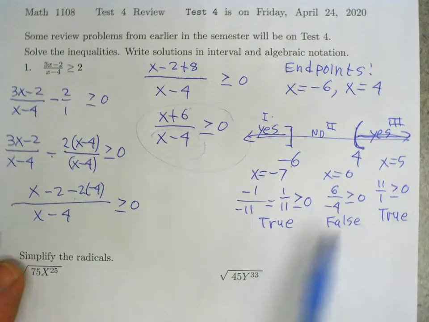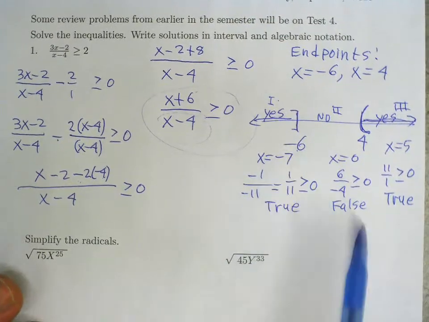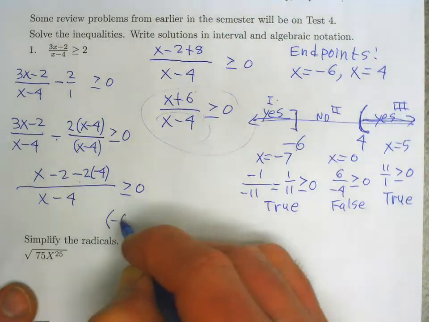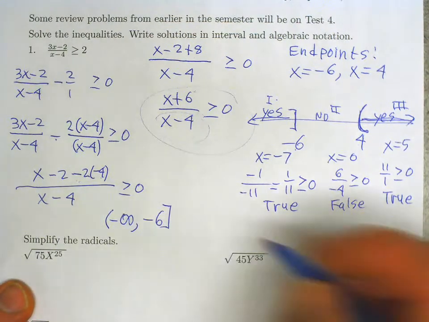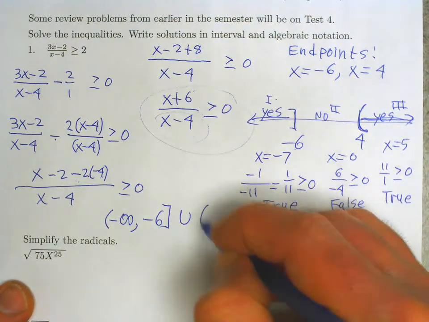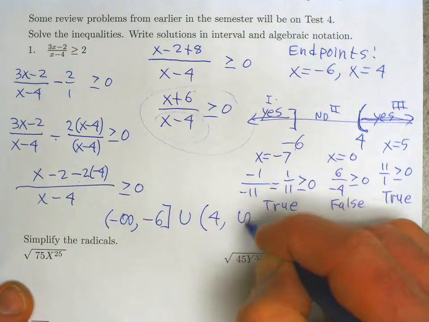So I'll just write down the interval notation for the solution. It's negative infinity, comma, negative 6, bracket, and then union, parenthesis, 4, comma, infinity.